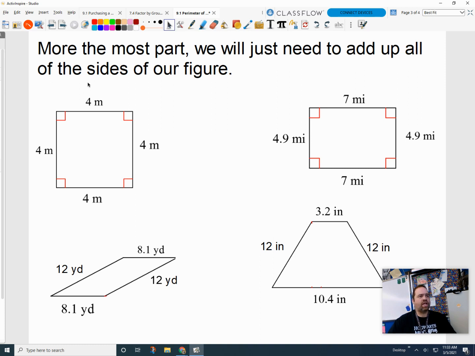So jumping in on the first one here, I've got a square. Each side of this square is 4 meters. So when I add that up, 4 plus 4 plus 4 plus 4, this thing has a perimeter of 16 meters.